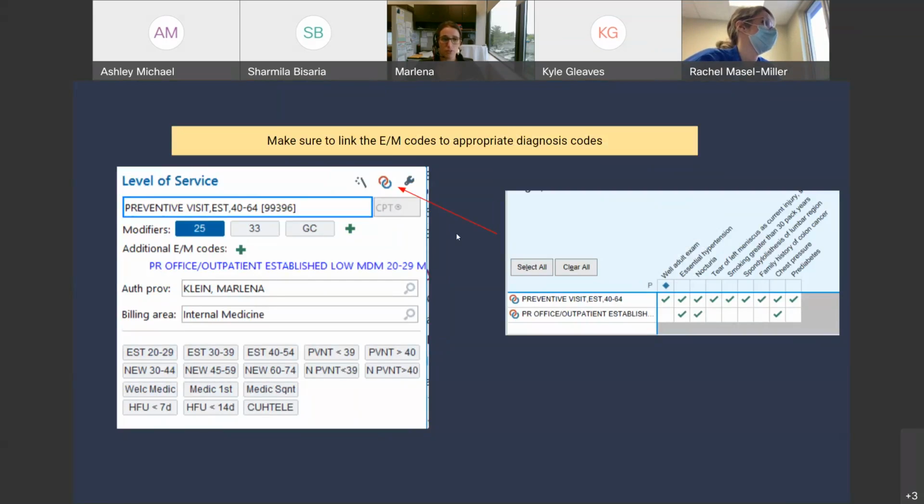And then after you do that, you click on this red and blue circle and you'll get this chart over here on the right, and you'll kind of click off which ones pertain to the extra visit you did. So the one up at top, the preventative visit established, that's my normal physical. And then say, well, I talked extensively about the hypertension and the chest pressure. That was my 99214 that I added.